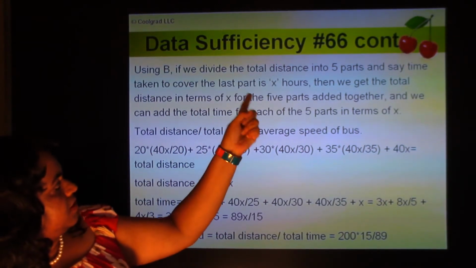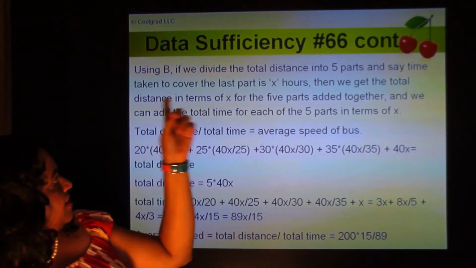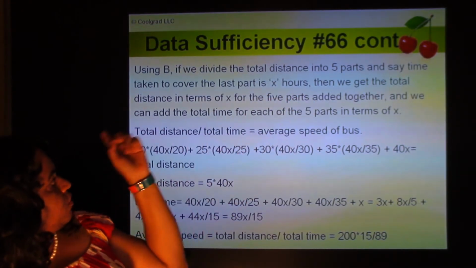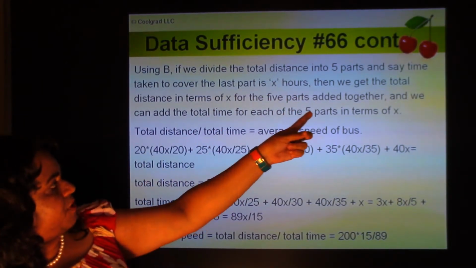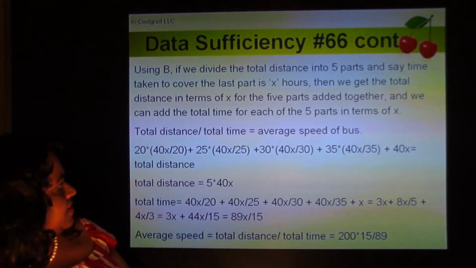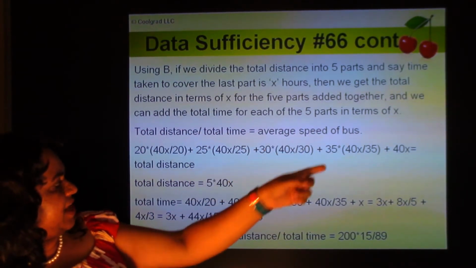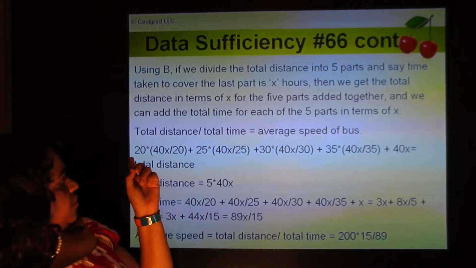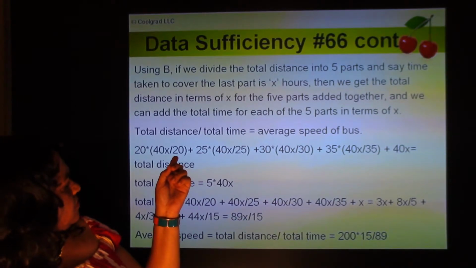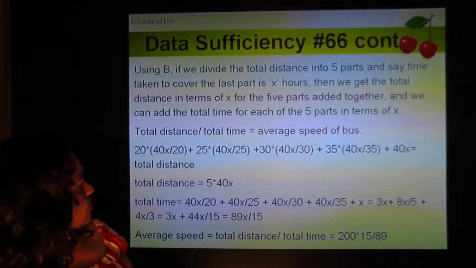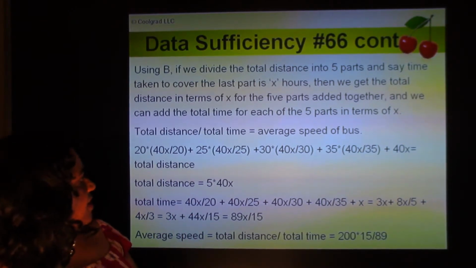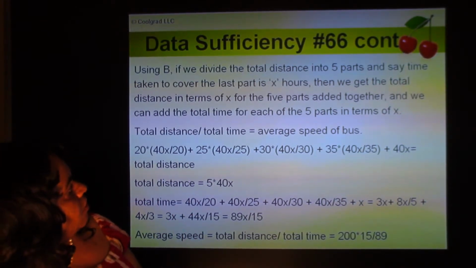So we'll divide the total distance into 5 parts and say the time taken to cover the last part is x hours, okay? Then we get the total distance in terms of x for the 5 parts added together, and we can add the total time for each of the 5 parts in terms of x. Total distance divided by total time is average speed.